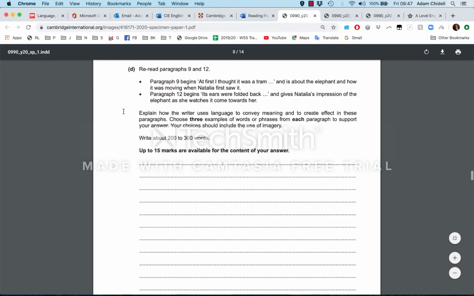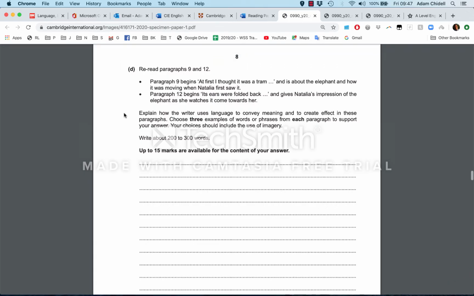It then goes on to ask you to explain how the writer uses language to convey meaning and to create effect in these paragraphs. Choose 3 examples of words or phrases from each paragraph to support your answer. Your choices should include the use of imagery. So, just to be very clear about what this means, choose 3 examples from each paragraph: you want, in total, 6 mini paragraphs, but they have to be evenly divided between paragraph 9 and paragraph 12.